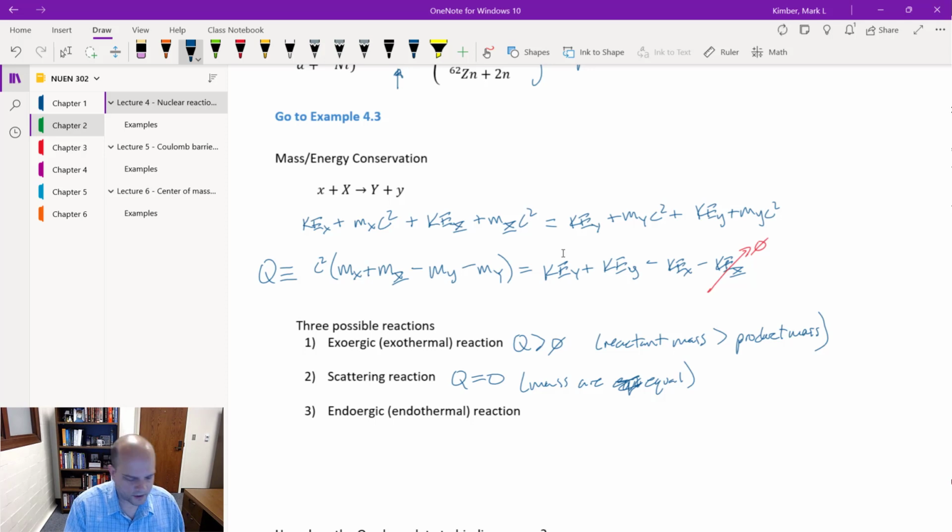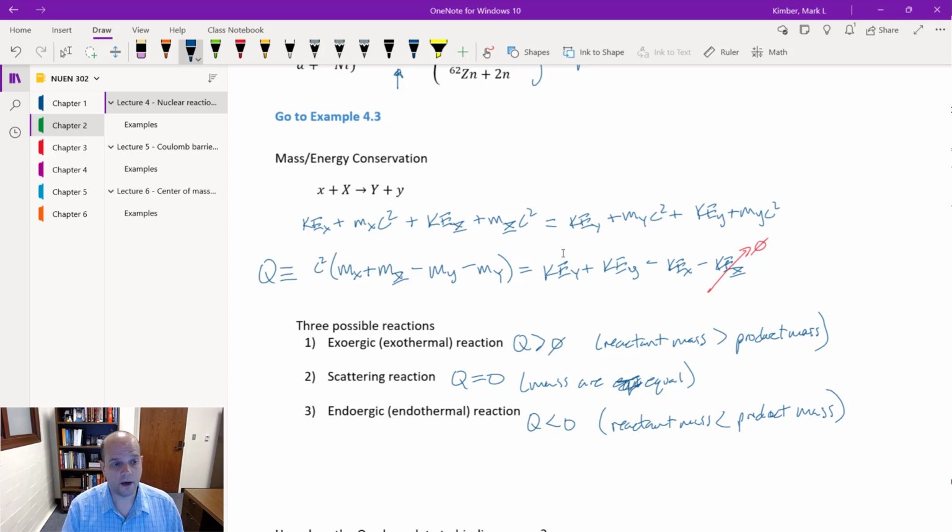Or I could have an endothermic reaction, one that is going to require heat. In this case, my reactant mass is less than my product mass. And when we calculate Q, this tells us how much extra energy we need to supply for this third type of reaction, the endothermic. It's going to come up as a negative number, but the magnitude of that is how much extra energy we need to supply to the reaction in order for it to take place.